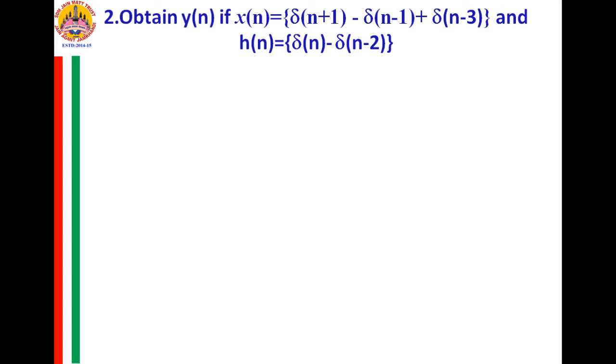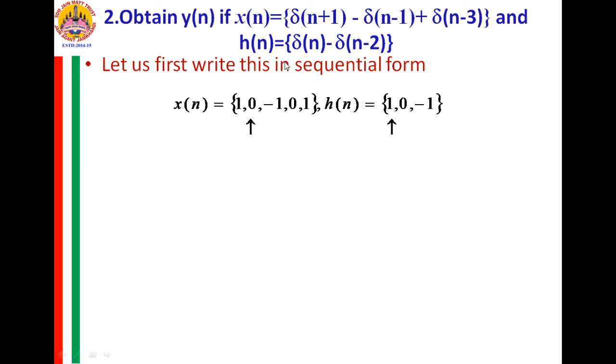For that, let me first write x[n] and h[n] sequentially. This is a sequential representation of x[n]. Now the sample at delta of n plus 1 represents the amplitude of x[n] at n equal to minus 1. So that is 1. Now delta of n is missing here, so at n equal to 0 you should have 0 amplitude. Then at n equal to 1, you have minus 1. Then at n equal to 2, you have 0 because delta of n minus 2 is missing, and the coefficient of delta of n minus 3 is 1. So at 3, you have 1.